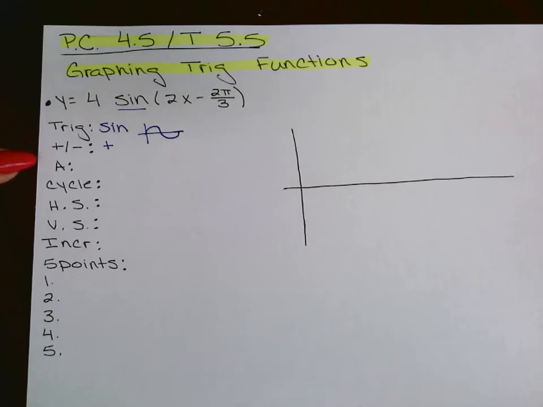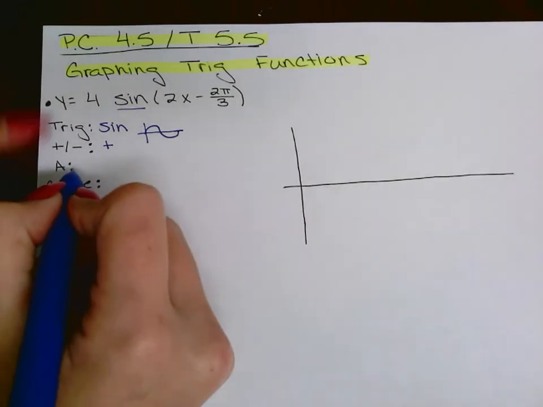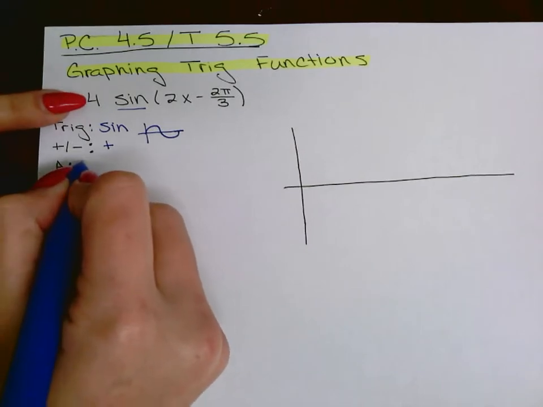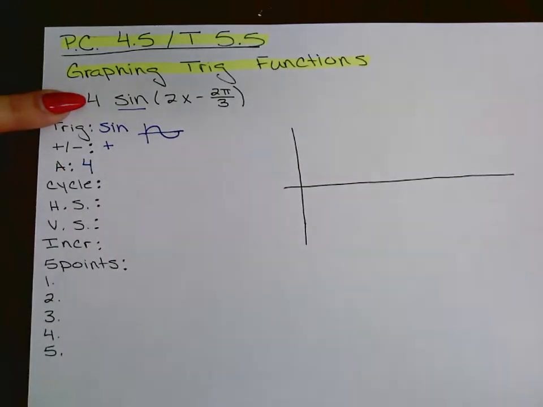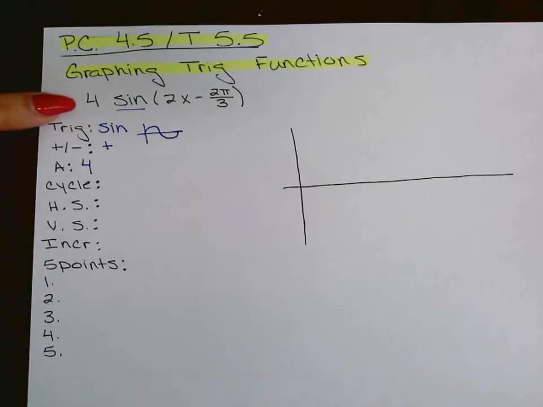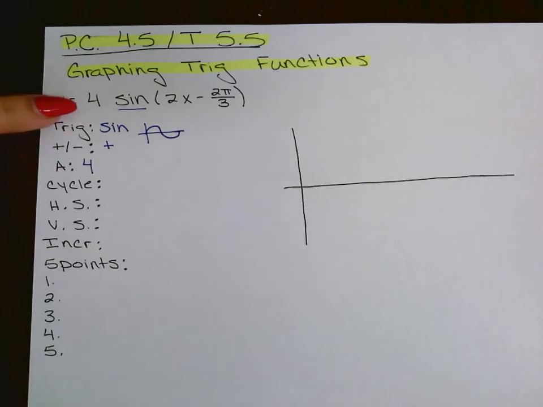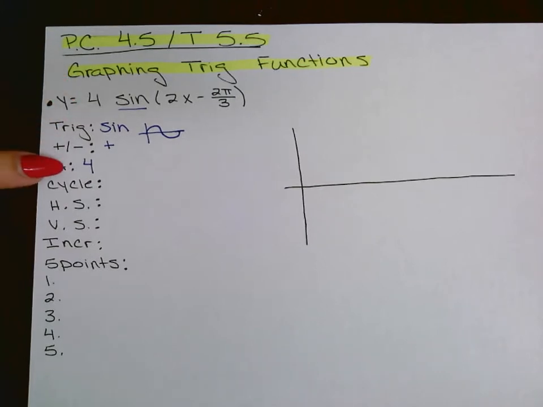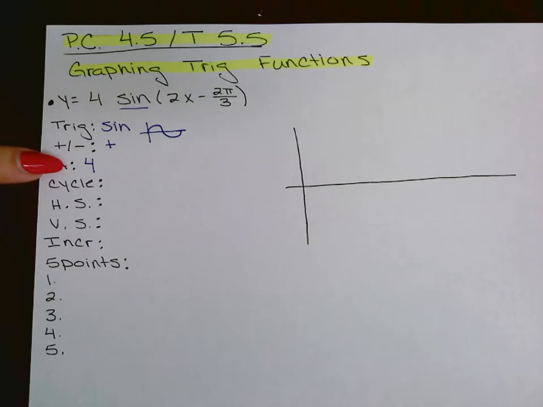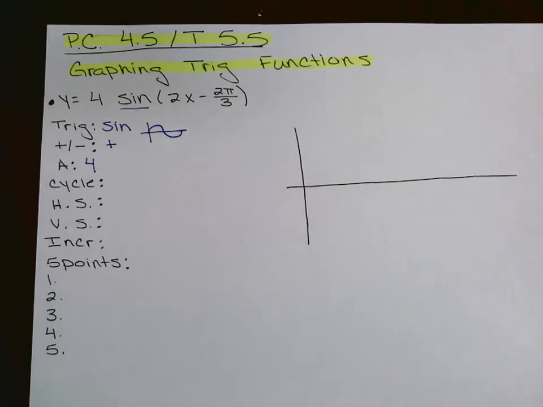My A, my amplitude, is the number multiplied in front of the trig function. It's 4. If this was a negative sine graph and it went under then over, you would technically see the negative in front of the 4. I don't mind if on A you put negative or positive 4 in that case, as long as you know that it's going to go in both directions. It's going to go up and down.